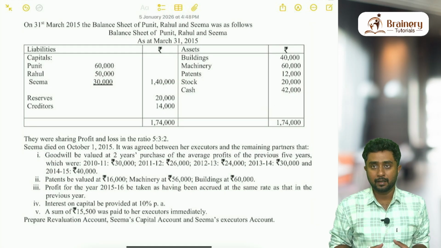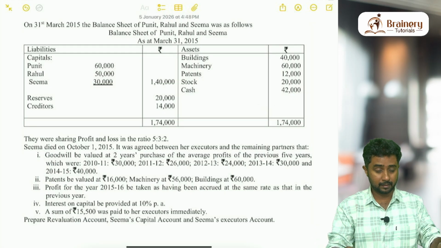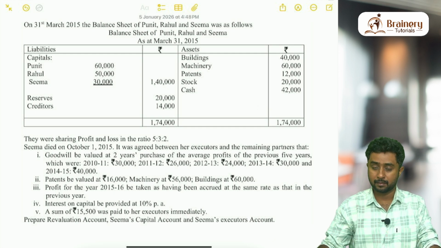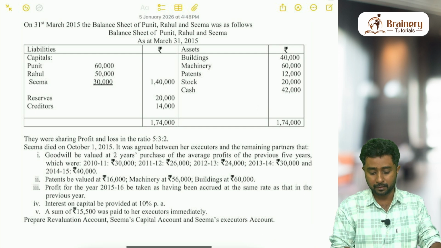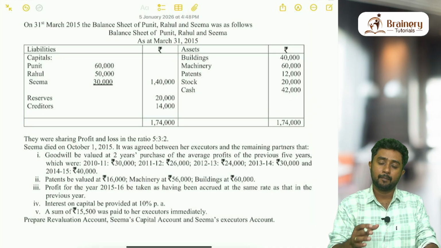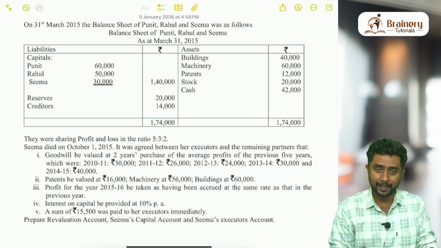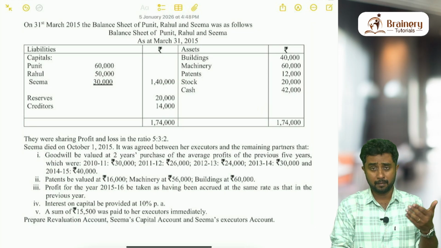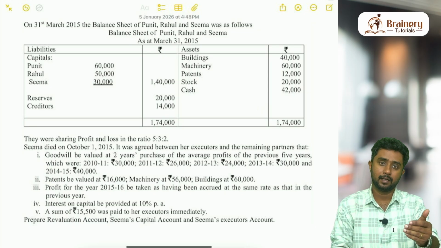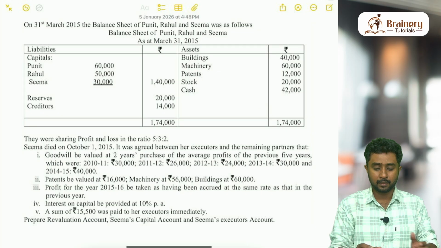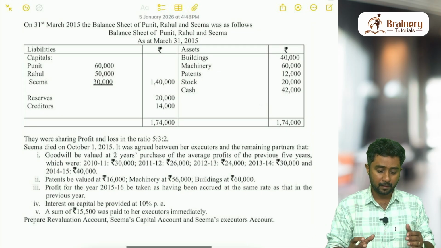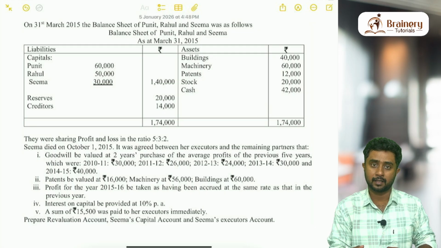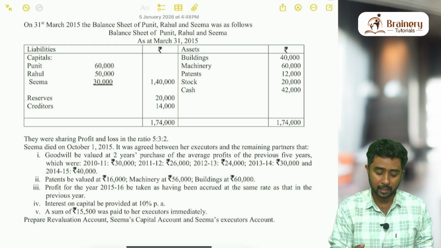Usually we never come across a question in the chapter of death like this. It's not like you never come across, but most of the times we will not be doing questions of this type. Mostly we'll be coming across questions where we'll be preparing the deceased partner's capital account, and maybe one more step ahead, that is executors account preparation. These two only usually used to be there. So here patents be valued at 16,000, machinery at 56,000. All these things are talking about the preparation of revaluation account.